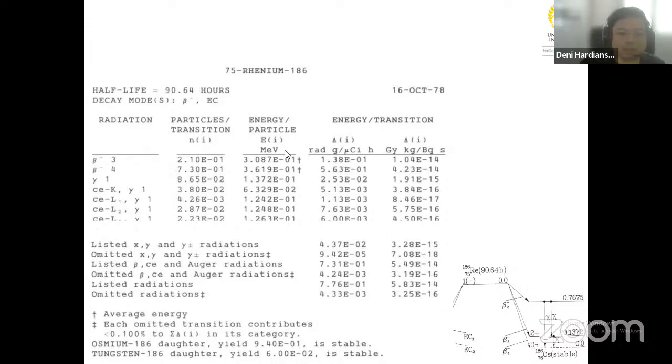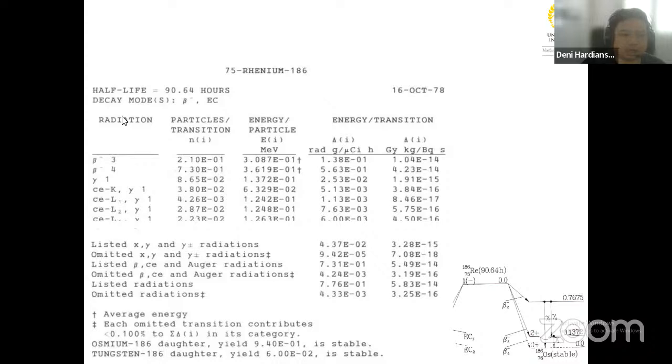For example, this is the output of a software. The name of the software is Olinda. Olinda can help us to simulate the radiation mode of decay. And then, for example, here we have rhenium-186. As you can see here, we have the half-life of 90.64 hours, and the decay mode can be either the beta negative decay mode or electron capture.